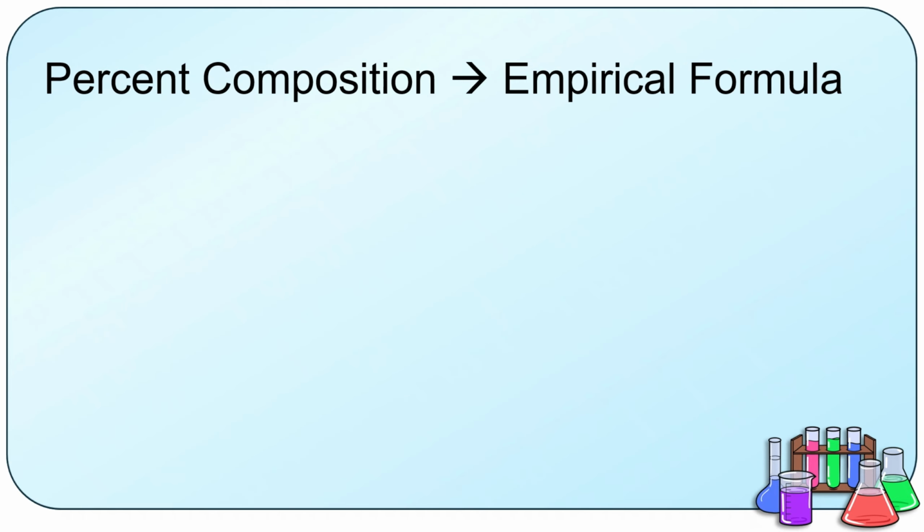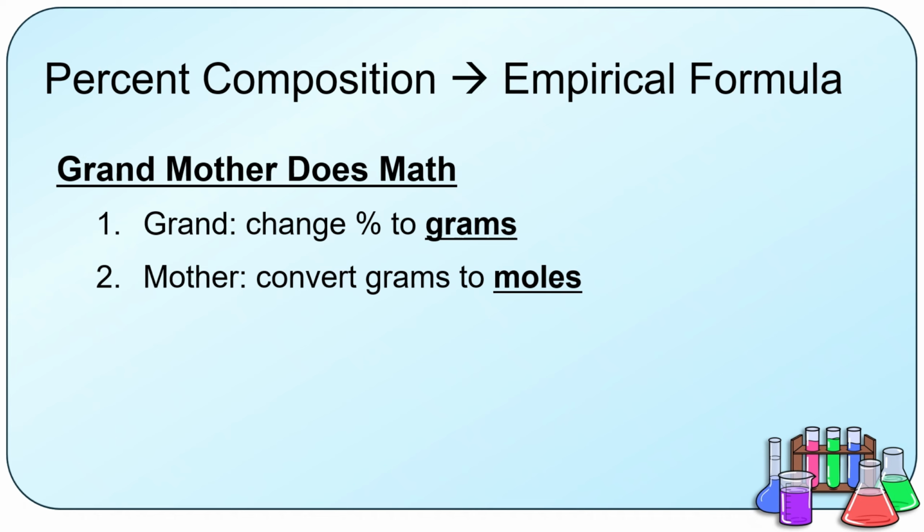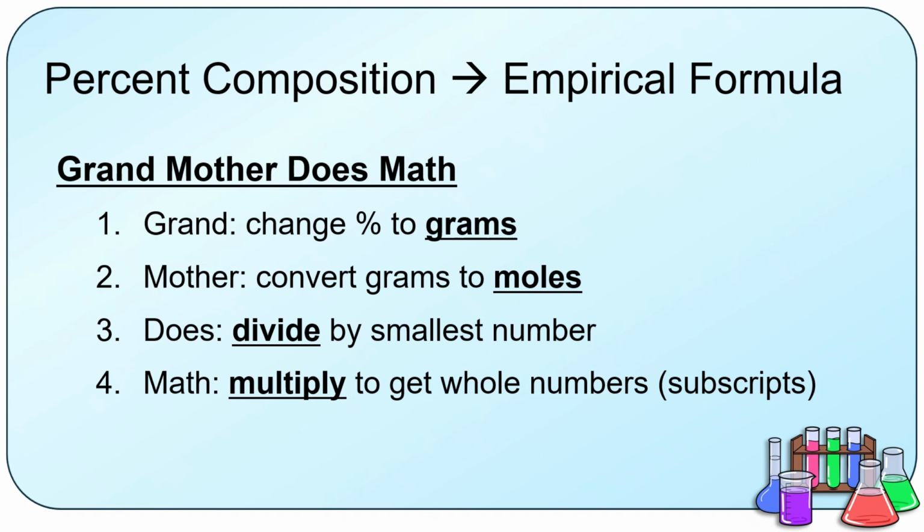A skill that chemistry students should know is converting percent composition to empirical formula. This process has 4 steps, and you can remember them with the mnemonic, grandmother does math. Grand stands for grams. You want to take the percentage and write it as grams. Mother stands for moles. Convert grams to moles. Does stands for divide. Divide everything by the smallest number. Math stands for multiply. Multiply until you get whole numbers, which you'll use for your subscripts in the chemical formula.